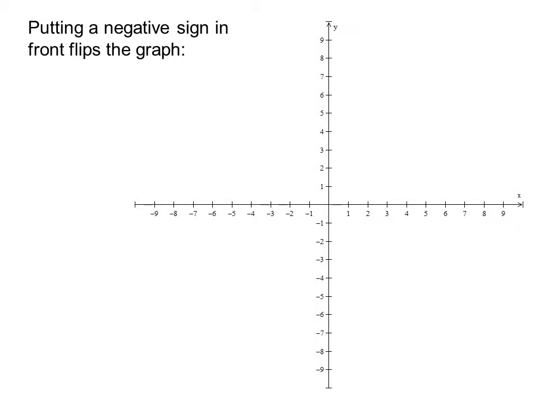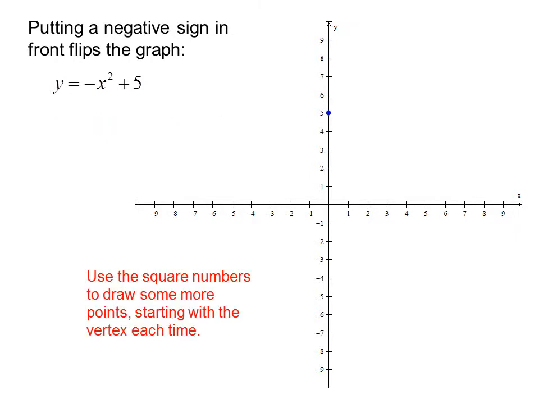Putting a negative sign in front flips the graph. Here our example is y equals -x squared plus 5. We start with the vertex, which has been shifted up 5 because of the plus 5 at the end. So we have a dot at 0, 5. Now, because of the negative sign in front, we know the parabola has been flipped. So instead of going over 1, up 1, we'll go over 1, down 1.